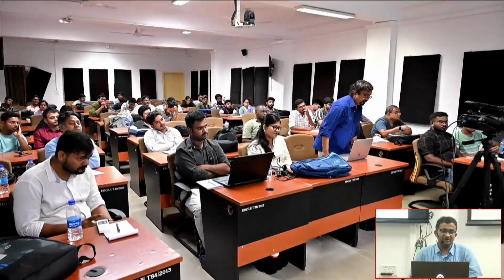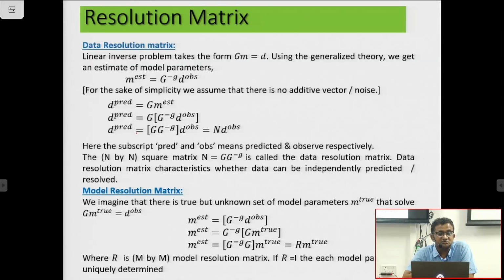So coming to the point of resolutions, there are two types of resolution associated with the analysis. One is the data resolution, another is the model resolution matrix. Let us say in a linear inverse problem, the data D is described by the equation D = G M, where G is your kernel. Using generalized inverse theory, we can write the model estimate as the generalized inverse operator acting on the observed data D. Now we assume that there is no additive noise in the data.